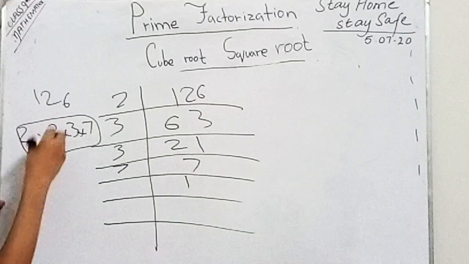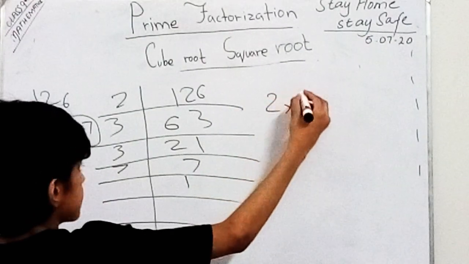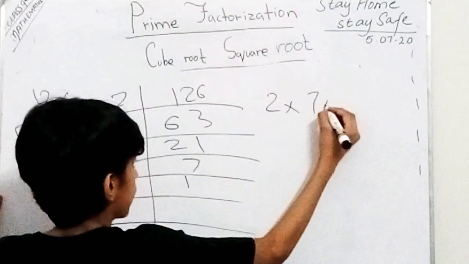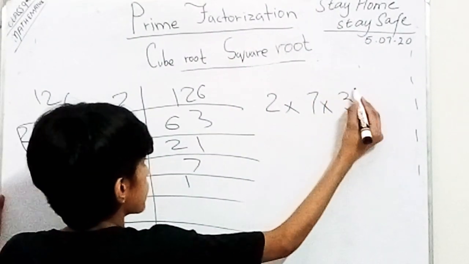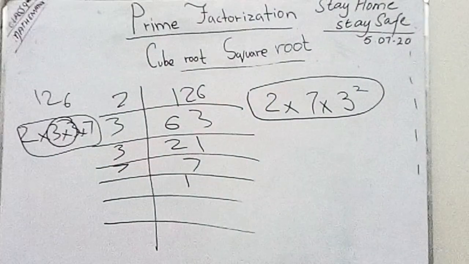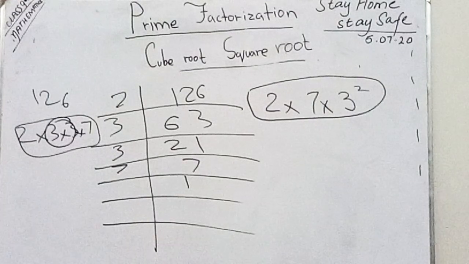These two 3s will be written like this. We only have one 7 and it stays as it is. The 3s appear two times, so we'll write 3 squared. We can do no more index notation. So this is our answer.